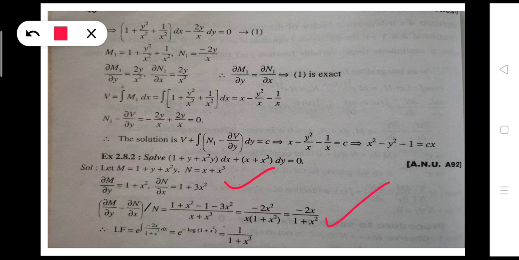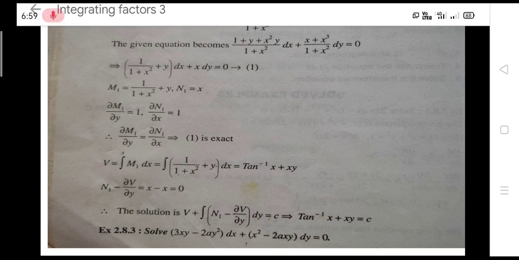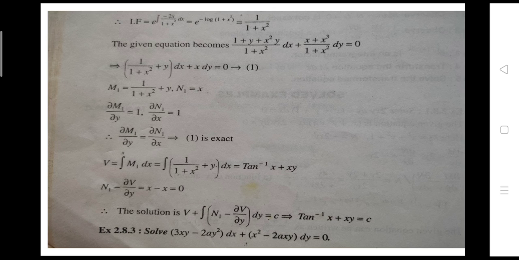Here e power minus log (1 plus x square) means (1 plus x square) whole power minus 1, that is written as 1 by (1 plus x square). Now continue to the next slide. The integrating factor is 1 by (1 plus x square). The general solution becomes (1 plus y plus x square y) by (1 plus x square) dx plus (x cube) by (1 plus x square) dy is equal to 0. This implies (1 by (1 plus x square) plus y) dx plus x dy is equal to 0. This is called equation 1.